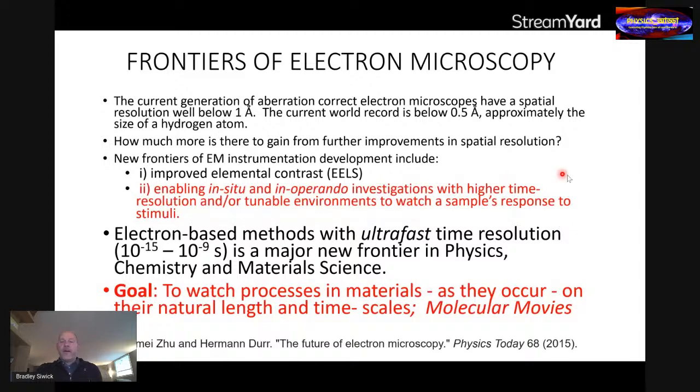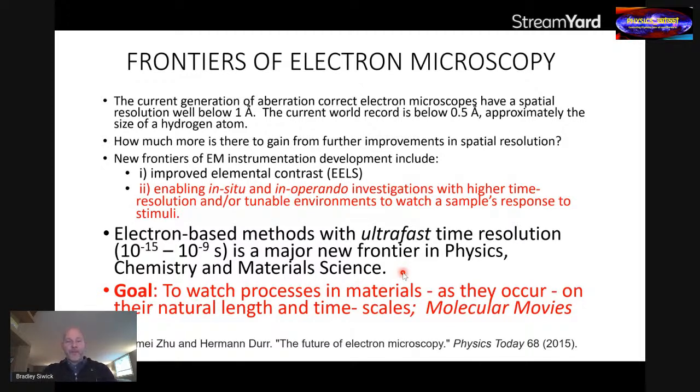Okay, so a really important axis for the development of electron microscopy is to increase the time resolution to be able to get a direct view of these fast processes and materials that have been out of reach of conventional electron microscopy up until now. So that's to develop electron-based methods with ultra-fast time resolution. Okay, for the sake of this presentation, that's defined as time resolution between the femtosecond, 10 to the minus 15 of a second, to the nanosecond, 10 to the minus 9. Okay, to be able to watch structures in materials change on these timescales is really a major new frontier that impacts on physics, chemistry, and material science, and biology, actually, if I wanted to add that here.